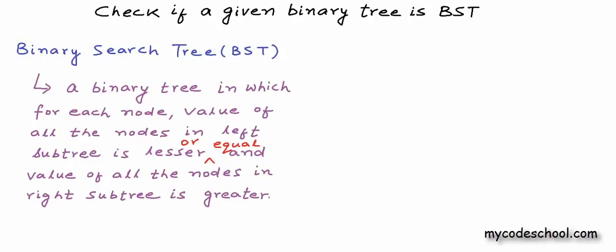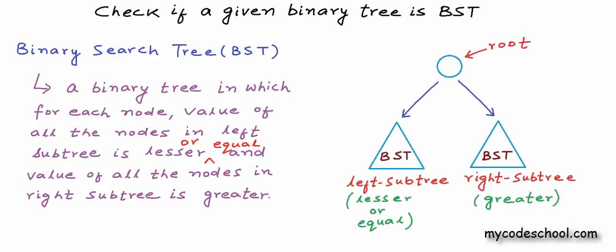Binary search tree, as we know, is a binary tree in which for each node, value of all the nodes in left subtree is lesser, and if we want to allow duplicates, we can say lesser or equal, and value of all the nodes in right subtree is greater. We can define binary search tree as a recursive structure like this. Elements in left subtree must be lesser or equal, and elements in right subtree must be greater. And this should be true for all nodes and not just the root node. So left and right subtrees should themselves also be binary search trees.